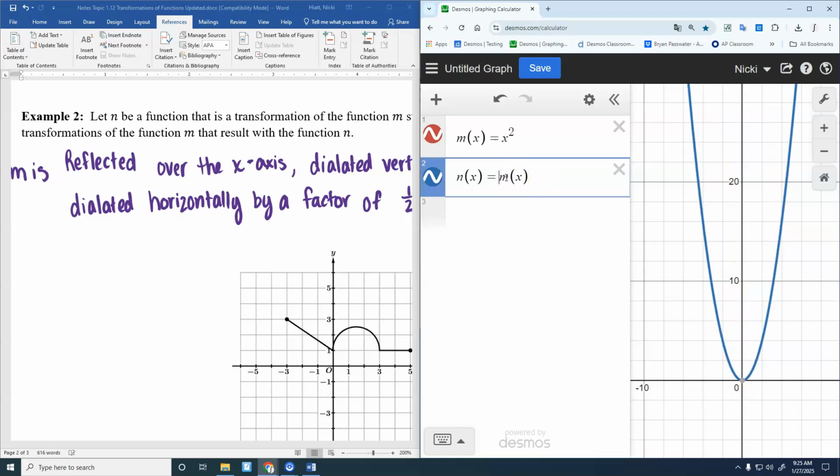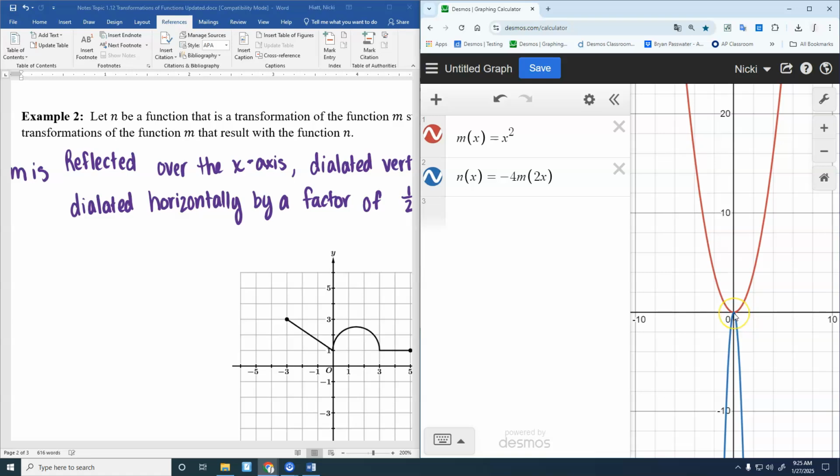If I were to just put the 2 right here, notice it looks the same, but what's happening is it's being squished in horizontally. And if I look at all of these together, you can see that it flips the graph upside down. It stretches it vertically and squishes it in horizontally, which makes this super skinny graph right here, and we're looking at that.